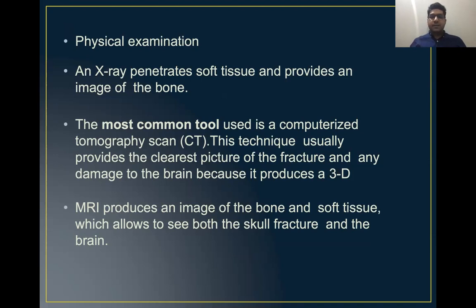The CT scan is the most useful and the investigation of choice for base of skull fracture or any other skull fracture. It typically provides the clearest picture of the fracture, as it produces 3D images of the brain and the skull. MRI is also very helpful to delineate the bony fractures and the soft tissue injury.